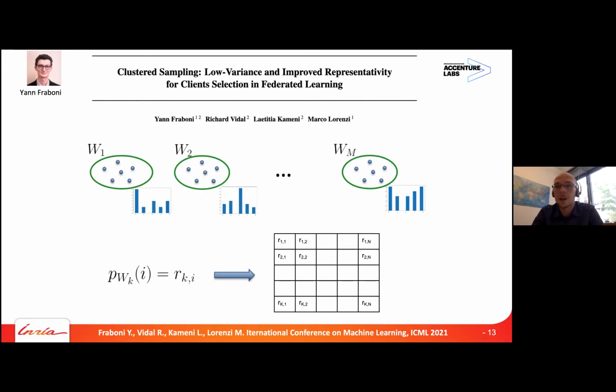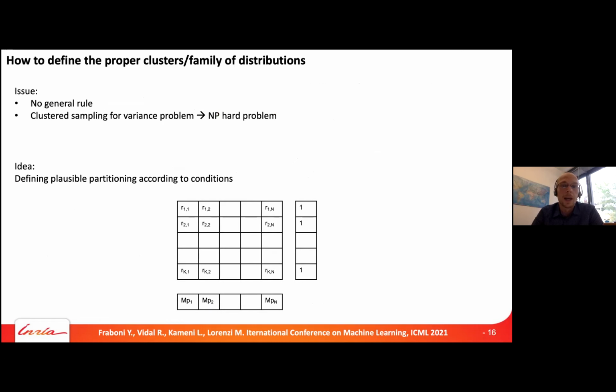But more generally, we have n different distributions, and every time we select, we pick from one of these distributions. And so how do we find the best sampling or clustering strategy? Basically, we would like to optimize this matrix of coefficients to optimize some criterion. And this is very difficult. There is not a general rule. It's a very hard problem depending on which criterion we use. For example, if we want to find a clustering that minimizes the variance, this is an NP-hard problem. So it's not something we want to deal with.